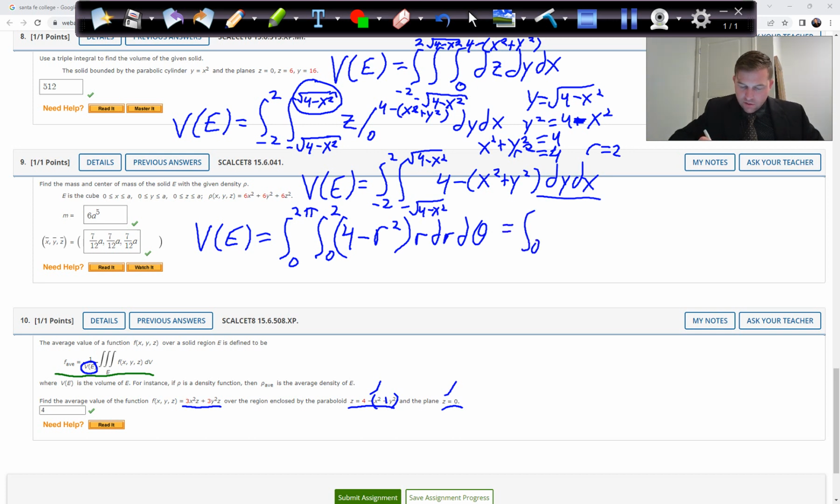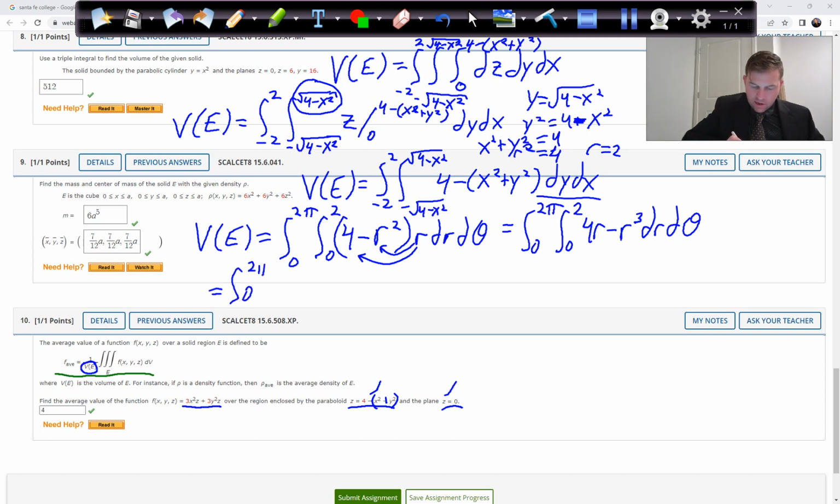which will give us 0 to 2 pi. Take the antiderivative of this with respect to r. First, let's distribute this r. So actually, let me write one more step. This will be 4r minus r cubed dr d theta. This will equal 0 to 2 pi of 4r squared over 2 minus r to the 4th over 4 from 0 to 2.